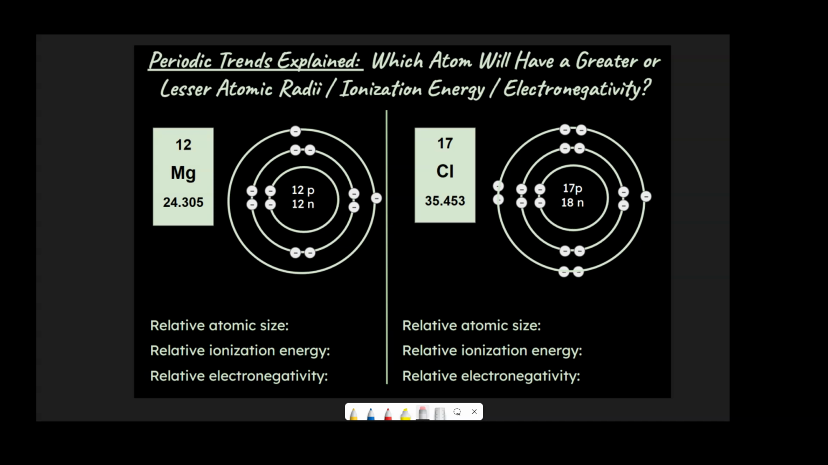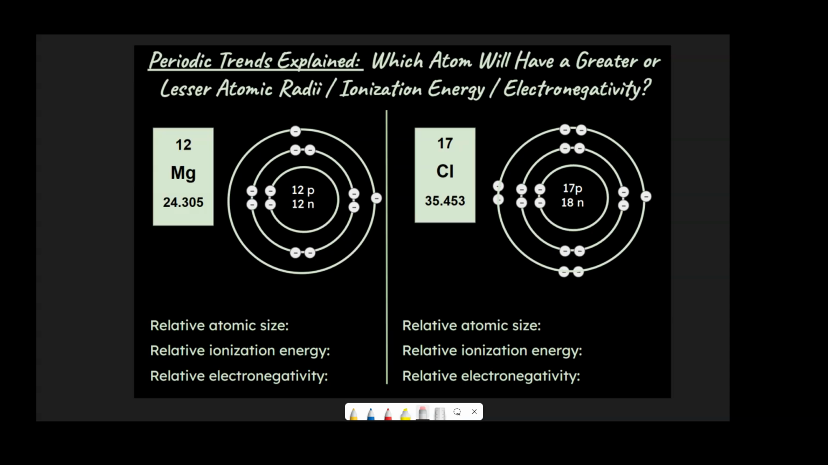Hey, welcome back. Today we're going to be talking about periodic trends and how to reason through problems that you might have for periodic trends. So maybe you're a chemistry student or a physical science student, integrated science student, and you have questions like, which atom is bigger and how would you know? Or which atom has a greater ionization energy? Or which atom has a greater electronegativity?